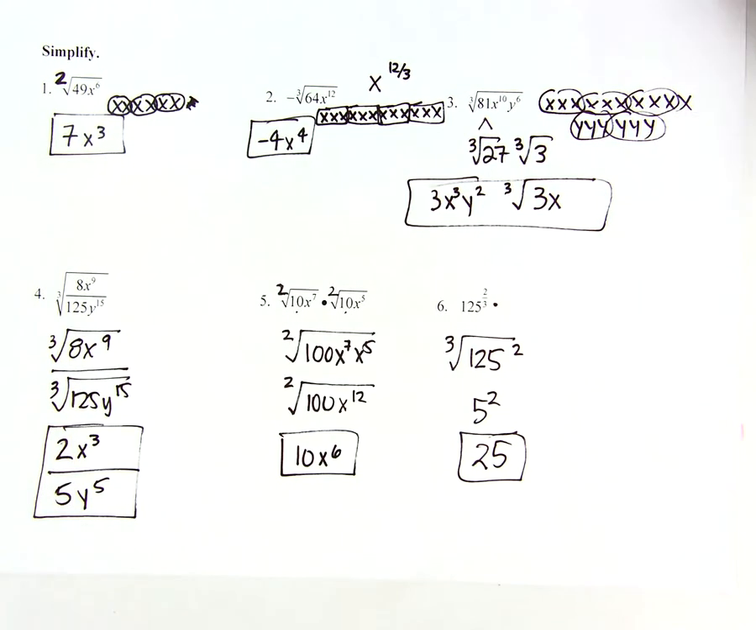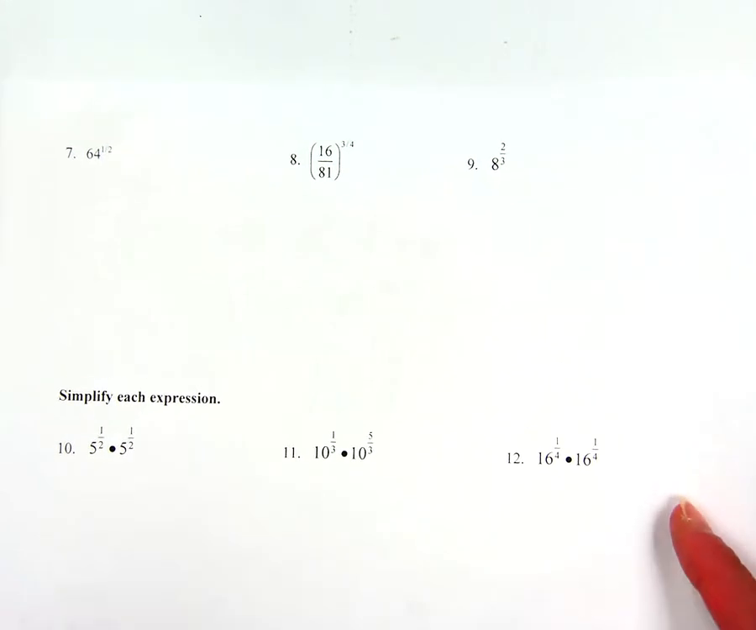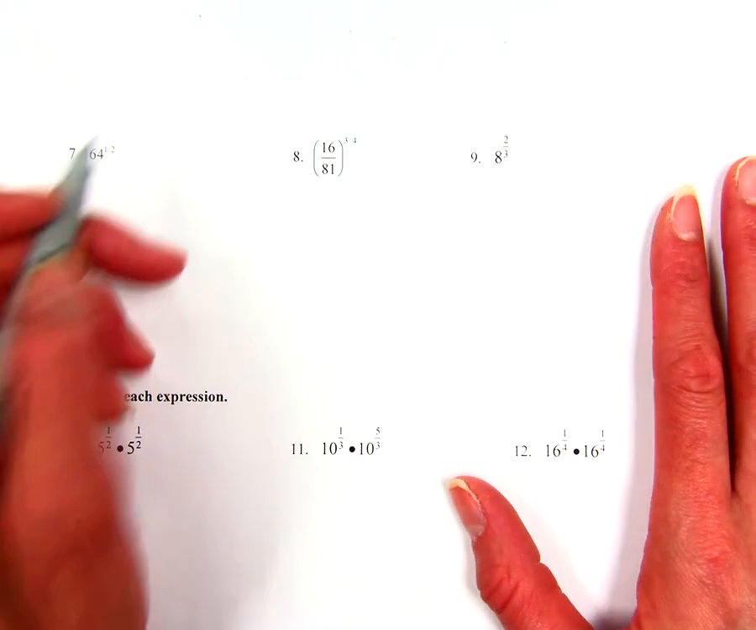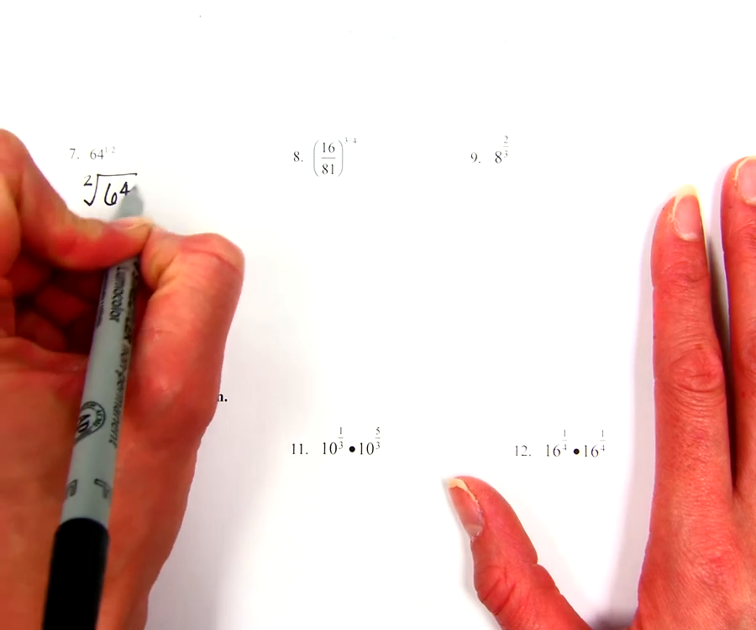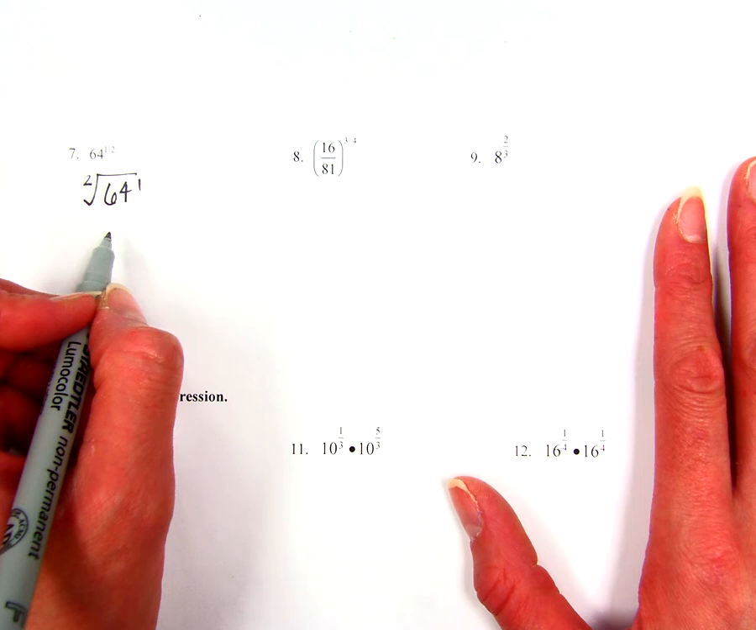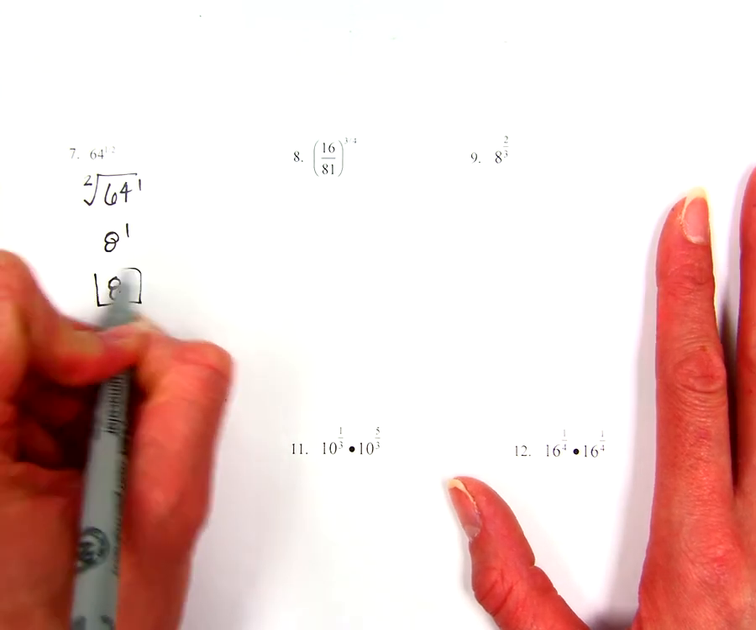Okay. So if they're going too fast for you, rewind the problems or watch them again. You can do that. Otherwise, we're going to move on to problem 7. So 64 to the 1/2. The 2 is my index. So it's the square root of 64 to the 1st. The square root of 64 is 8, and 8 to the 1st is just 8.